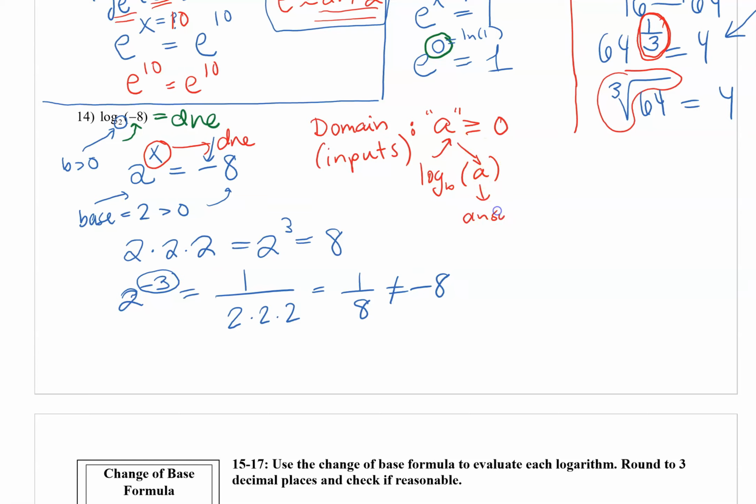The answer to an exponential expression can never be negative. It has to always be positive. So that's a domain restriction on these logs. We cannot plug a negative into a log, and we cannot evaluate the log of a negative. If you tried plugging it into your calculator, you would get an error message, error domain, because it would be saying you can't plug in a negative. That's breaking the domain rules.